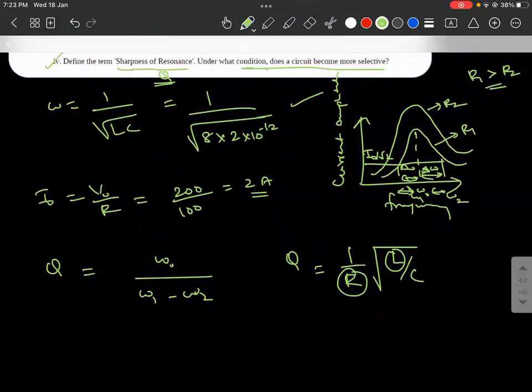Sir, 1 by R root of L by C, like you told already how it came from 1 by root LC. Sir, I forgot it. No, the derivation, I gave you the formula directly because this derivation is not a part of your syllabus. I told this. Don't worry about it. This formula you remember: 1 by R into root of L by C. They'll not ask you the derivation at all. Okay, it's not a part of it.